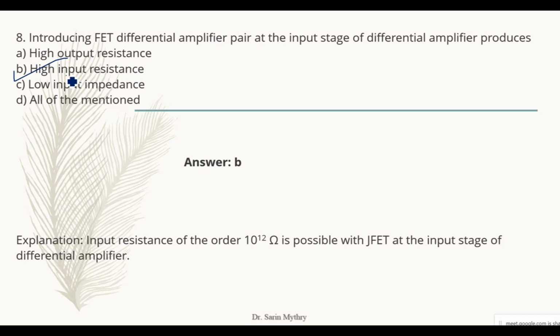High input resistance will be the final thing. So if you introduce this one, the input resistance will be increased. Sometimes they might even ask this one, so try to remember it. Whenever the FET is introduced at the differential amplifier, what is the input resistance at the input of the op-amp? That is 10 to the power of 12 ohms. An input resistance of 10 to the power of 12 ohms is formed whenever a JFET is used at the input stage of a differential amplifier.